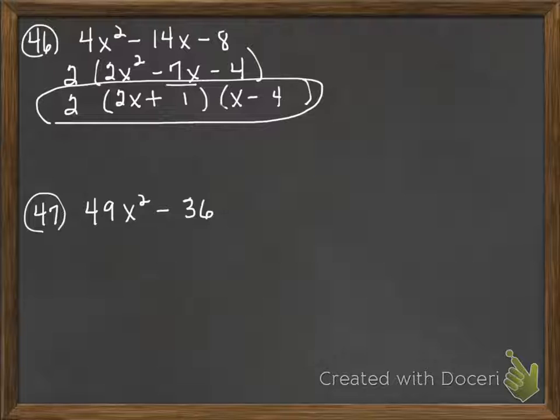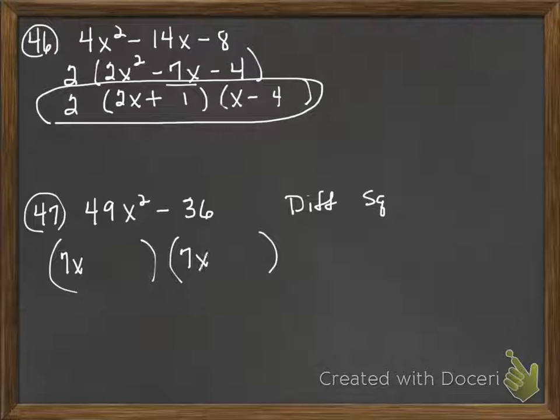Number 47 is what we call the difference of squares. And we know that the difference of squares factors into two binomials. We know that we need two things that are exactly the same to multiply to be 49x squared, so that's going to be 7x times 7x. We need two of the exact same things that multiply to be 36. That's going to be 6 and 6. And because 36 is negative, I have to have two things that have opposite signs. So that means that one of my binomials will be plus, and the other one is going to be minus.